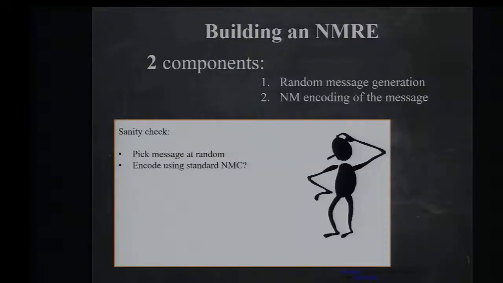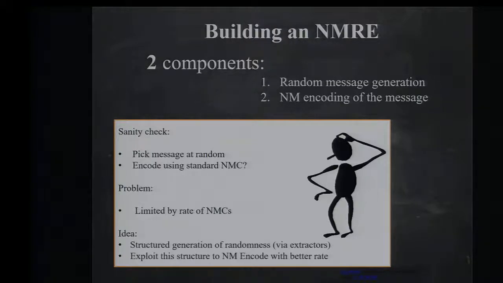And just as a sanity check, if this is what we want to do, why can't we just pick a message at random, because that's really all we want, and encode it using a standard NMC? That should technically work, and that is correct. It is an NMRE, and the problem is that you're going to be limited by the rate of the underlying NMCs, and you don't know how to build constant rate NMCs in the two split state models, so you're essentially assuming what you can solve when you do this.